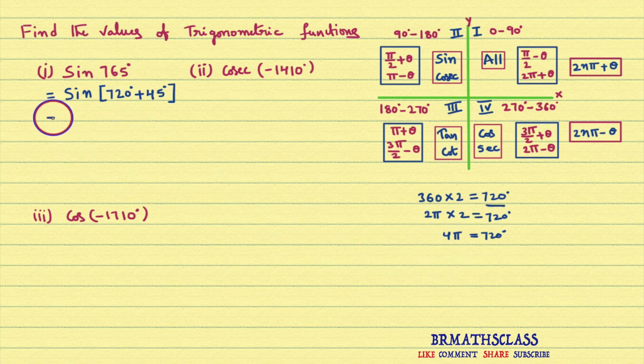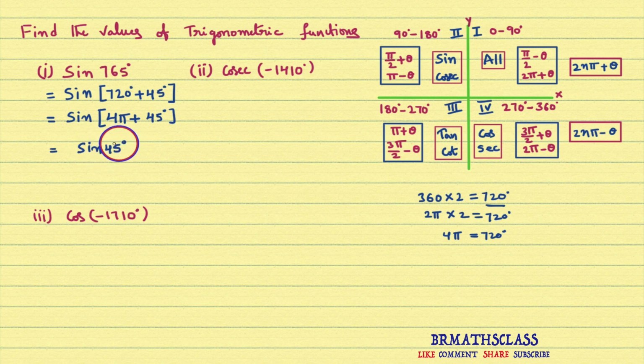So I'll write this as sine of 720 degrees. 720 degrees can be written as 4 pi plus 45 degrees. Okay, now what to write? You see here 4 pi is there. Whenever you see pi, 2 pi, 3 pi, 4 pi, 5 pi, all those things, the function remains the same only. This we learned in previous classes also. So here this will be sine 45 degrees.